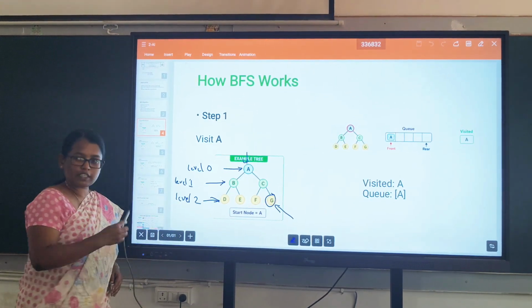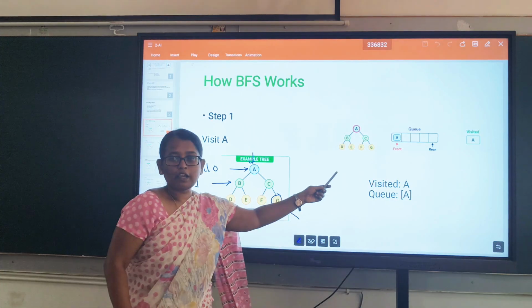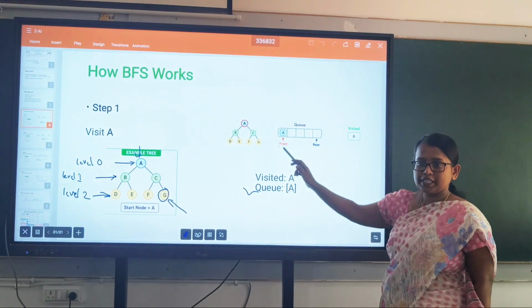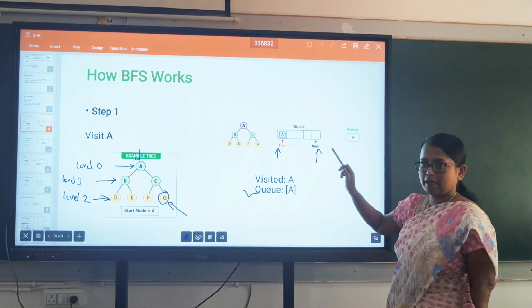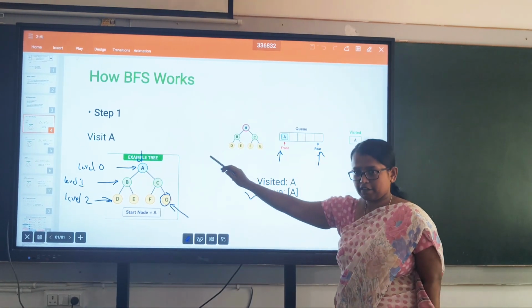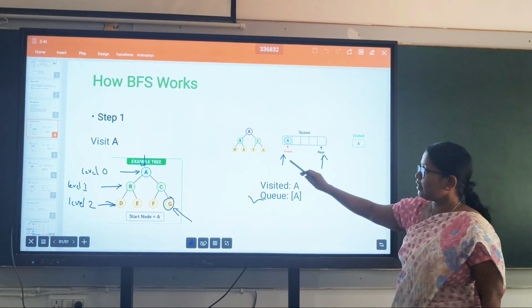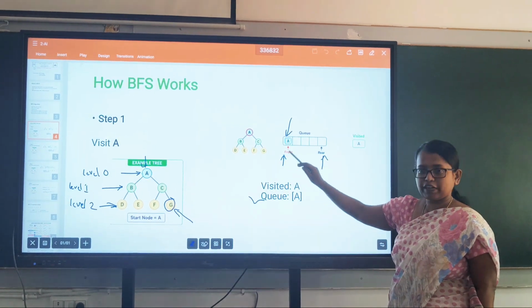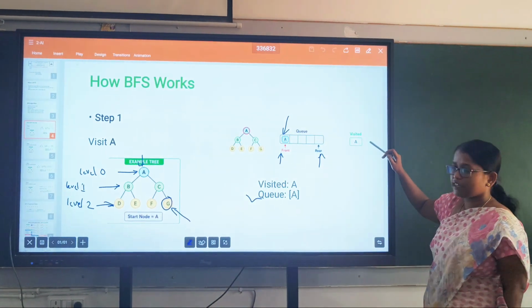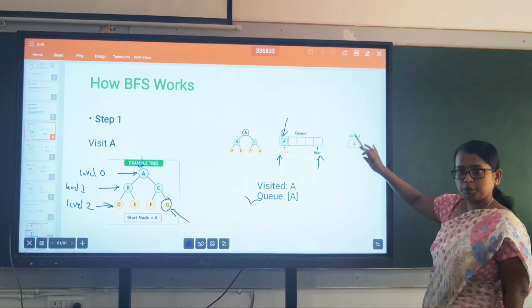Since we are visiting A, it has to be kept in the queue. The queue has two pointers, one is the front pointer, another is the rear pointer. Whatever node we have visited, now A, has to be pushed into the queue. So the visited node is also A. Let us put it like this.